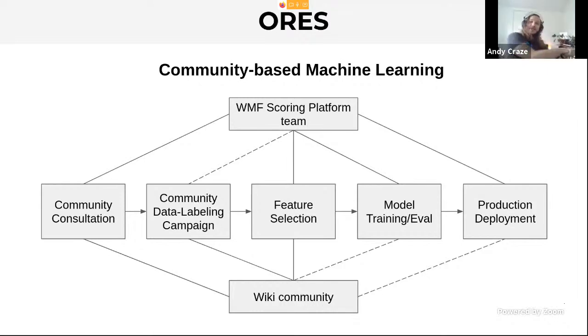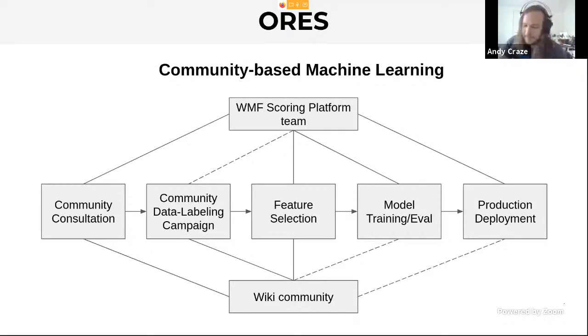After we do that, the scoring platform team or the machine learning team builds a model, evaluates it, and has the wiki community in the loop. If they're happy with everything and we're happy with everything, then we deploy it to production and it becomes a part of ORES. So it doesn't always work like this, but this is the gold standard. This is how we do community-based machine learning here at the Wikimedia Foundation.